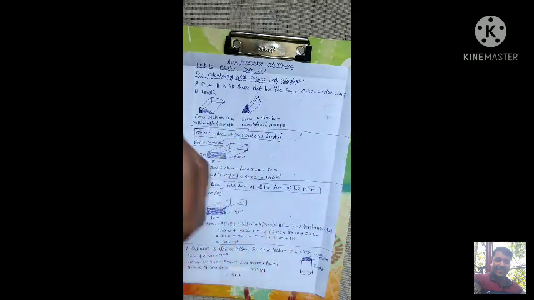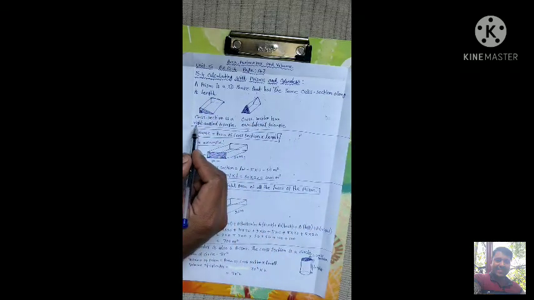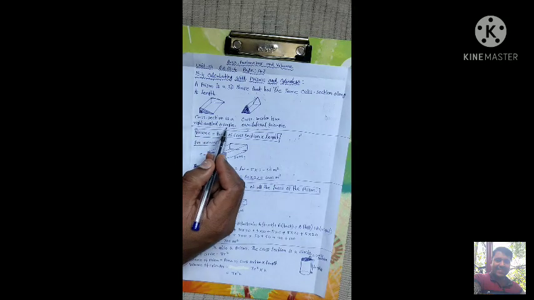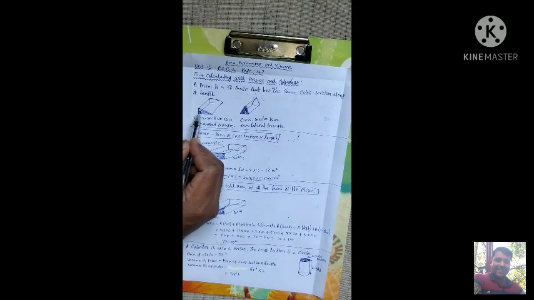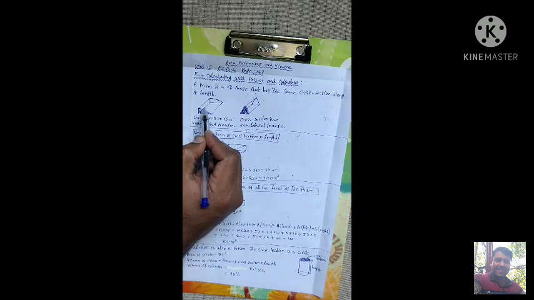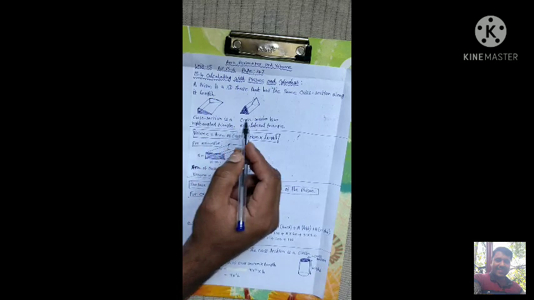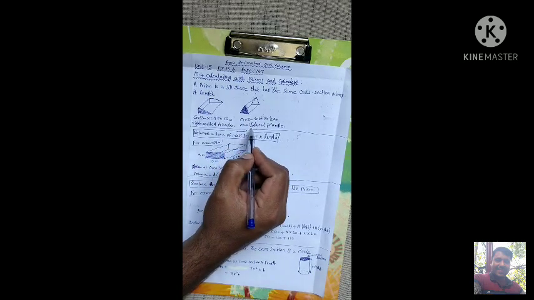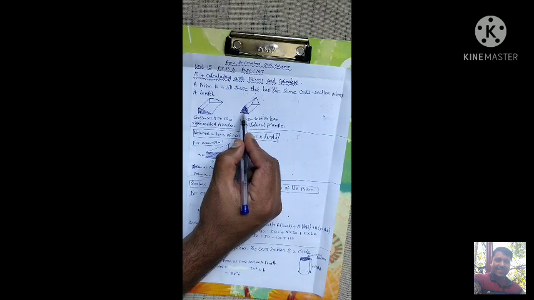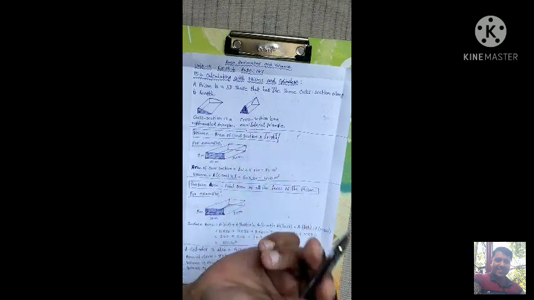So, what is a prism? You already know that we learnt this. Right angle triangle. So this is a right angle, this is 90 degrees. So this is a right angle triangle prism. And here you can see this is an equilateral triangle. So this is called an equilateral triangle prism.